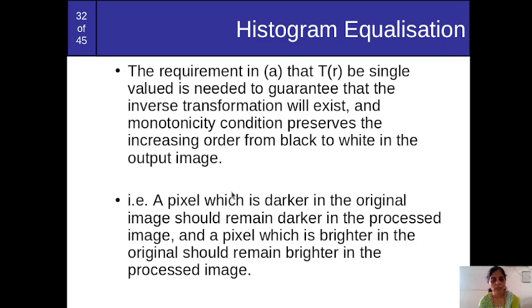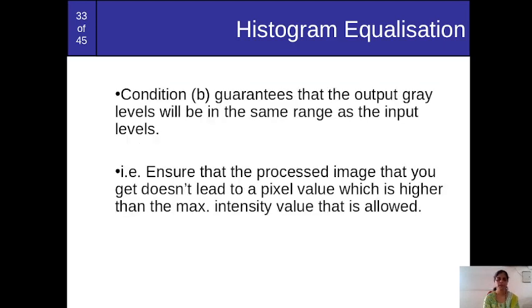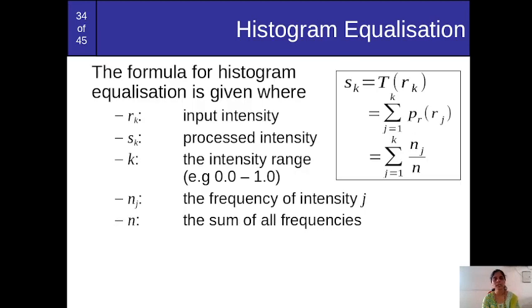The second condition says that we have to spread out this histogram in the entire intensity range, maintaining the darker pixels to remain darker after processing, and the pixels which are on the brighter side should remain on the brighter side after processing. An entire intensity range has to be covered.